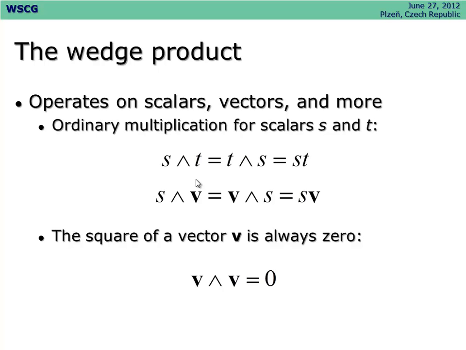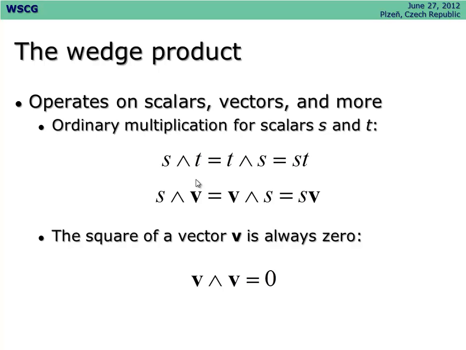And it's defined between scalars and vectors, and we'll define it among other things like vectors and bivectors and trivectors in a minute. Nothing really special happens with scalars times scalars or scalars times vectors. It just does what you would expect. It's just ordinary multiplication.